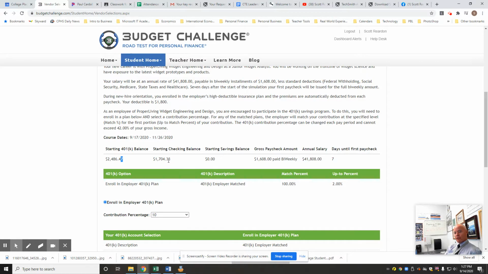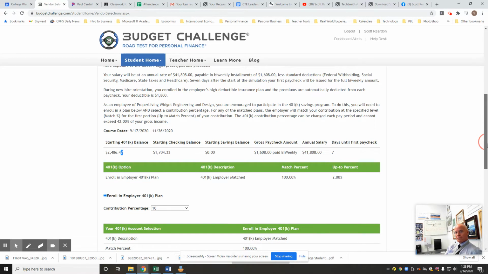Our starting checking balance, which later on this week we're going to get into when we talk about our cash flow spreadsheet, is $1,700. There's that gross pay again before any deductions. And our first paycheck, and we talked about this last week, we won't see that until the 25th of September, first paycheck. Or if you're watching this in a later trimester, 7 days plus another day for the amount to actually clear, the second Friday after the simulation starts.